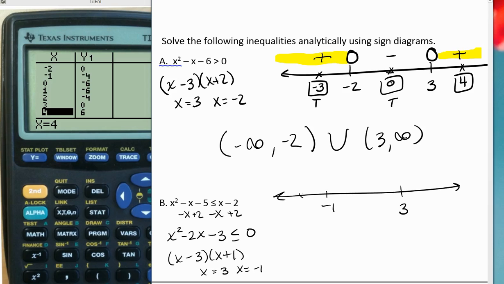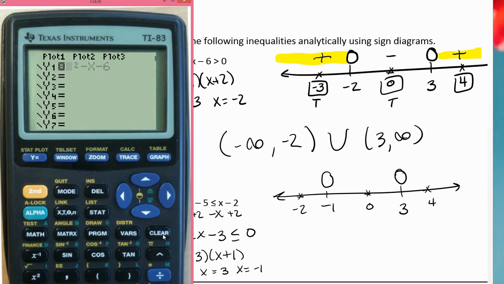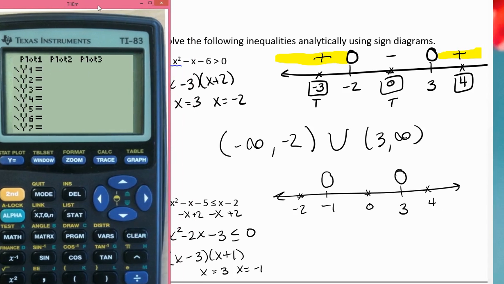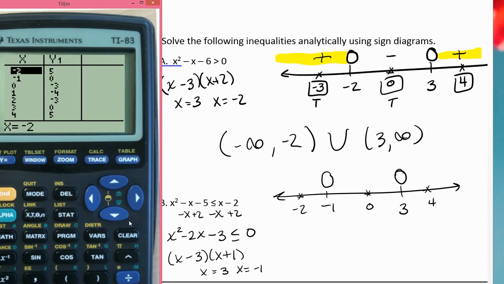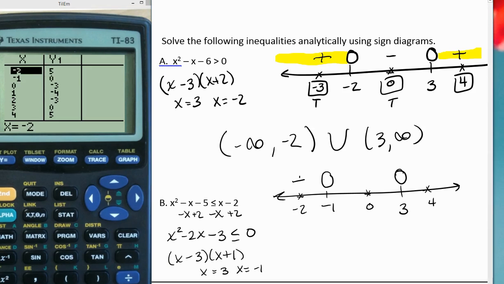Okay, and again we want test values. So maybe negative 2, 0, and 4. But remember, these are our zeros. So if we put this polynomial in here, x squared minus 2x minus 3, and go to our table. If we test negative 2, we see it's positive. It's a positive 5. 0 is negative 3. And 4 is positive 5.